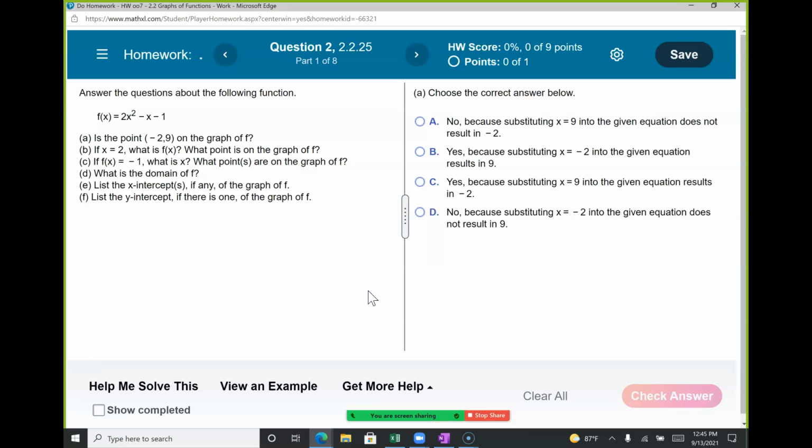Here's a nice one. Answer the question. Is this point on the graph? If x is 2, what's the height? If the height is -1, what's the x? What's the domain? I'd like to answer what's the range? What are the x-intercepts and what's the y-intercept, right? So let's see what we do here. 2x squared minus x minus 1.